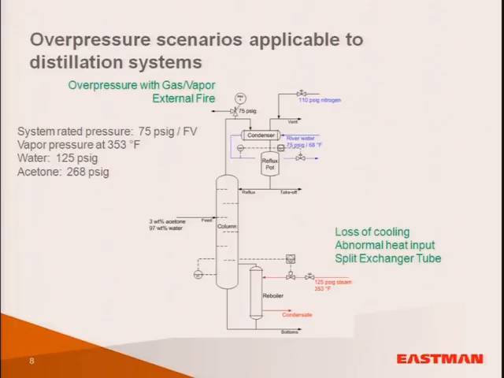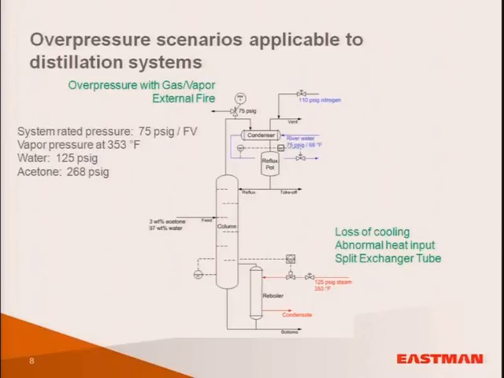When we looked at the vapor pressure of the components, certainly water would have a vapor pressure above the system rated pressure, since it would be 125 psig, the same as our steam supply, but our acetone had a high vapor pressure compared to our system rated pressure of 268 psig. So we knew that an overpressure event due to abnormal heating or loss of cooling, or even split exchanger tube allowing steam to enter the system, could result in overpressure.